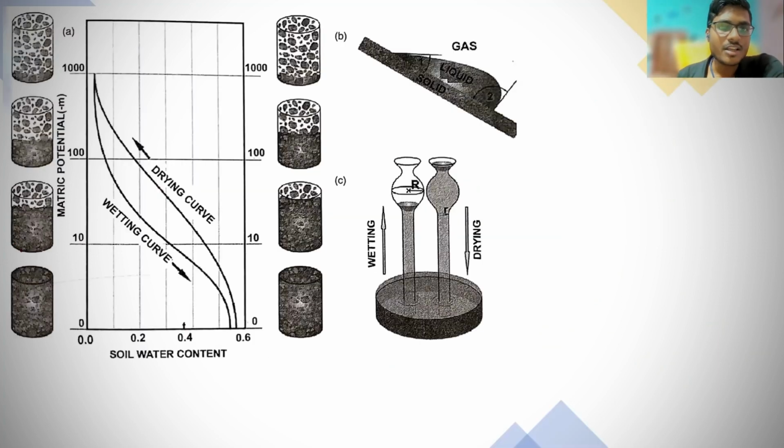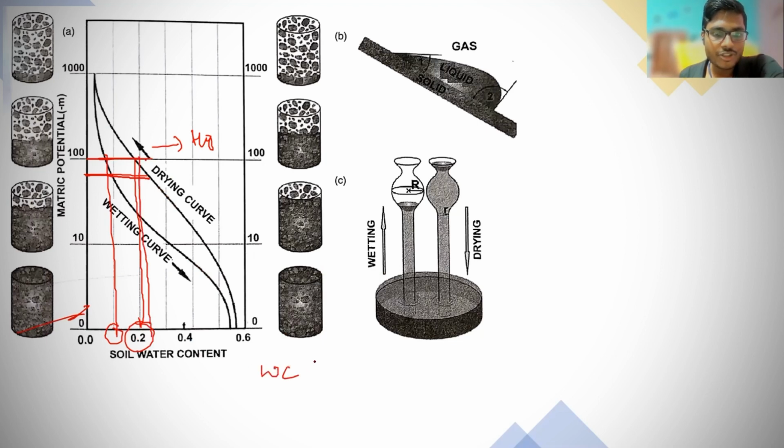So here we can see the hysteresis effect. Always, at a particular soil moisture tension or potential, suppose at 100 bar, we can see the soil water content here is 0.2 but there it is 0.1. So the drying curve always has higher moisture content than the wetting curve. So this is the hysteresis effect.